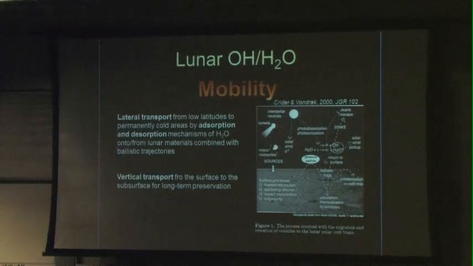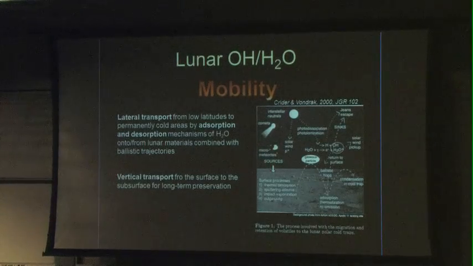And this illustration by Crider and Vondrak shows different processes that the OH and H2O molecules may undergo after delivery. The H2O may be dissolved due to variations of temperature, and when H2O is released, it's exposed to the space environment. It may be dissociated and subsequently lost. And some of these molecules may reach the surface again through ballistic trajectories, and subsequently they may become stable at the surface by condensation on cold traps. So that's one model of lateral transport.